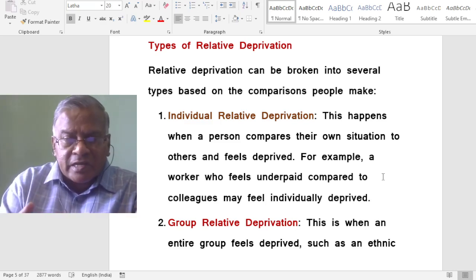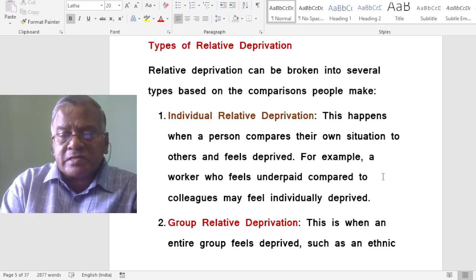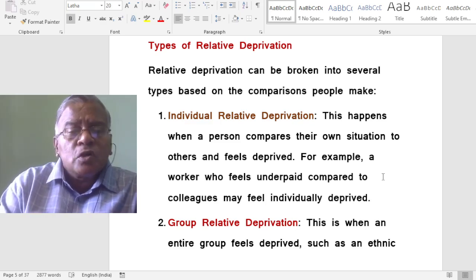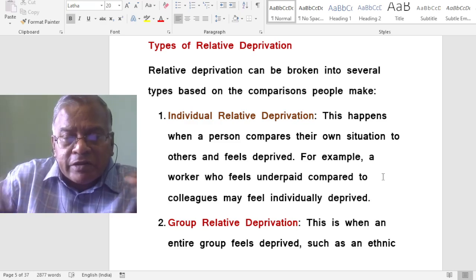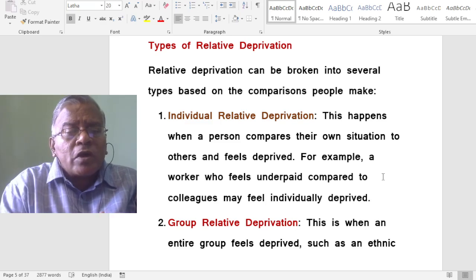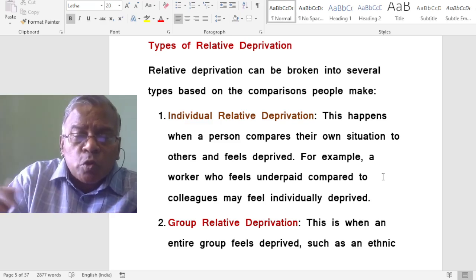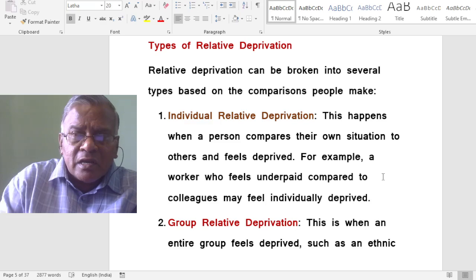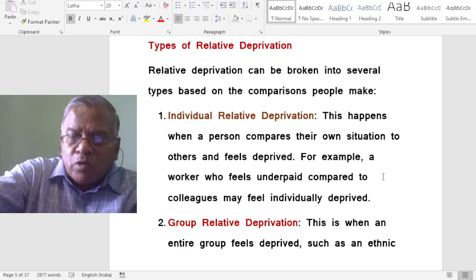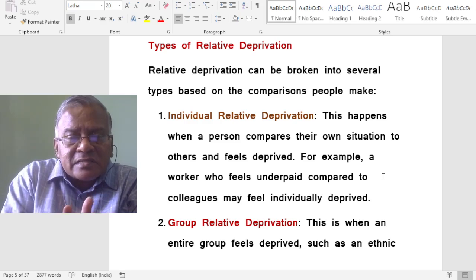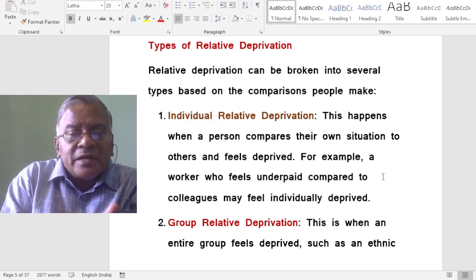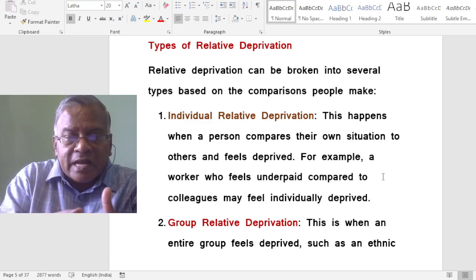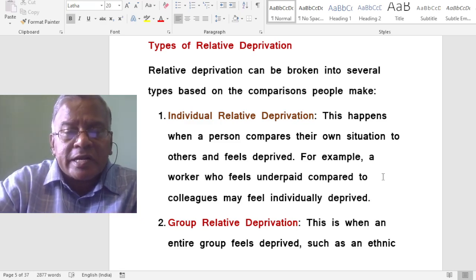Individual relative deprivation. There is a concept called individual relative deprivation. This happens when a person compares his own situation to others and feels deprived. For example, a worker who feels underpaid compared to colleagues may feel individually deprived. Same work, same hours, but his companions are getting more and this fellow is getting less. Then there is frustration. Then he feels discouraged. He feels deprived. That is the idea here. That is called individual relative deprivation.